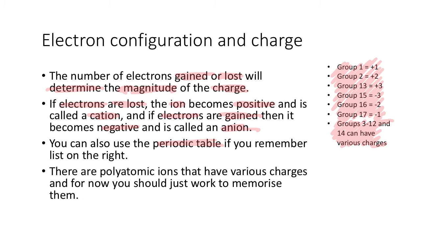There are also polyatomic ions, not to mention transition metals, which have various charges, and for now you should really just work to memorize those charges. Things like SO4 2- or ethanoate CH3COO-, which you've been seeing, are polyatomic ions, ions made of more than one atom. They have various charges, and for now you should really try to just memorize all of those.